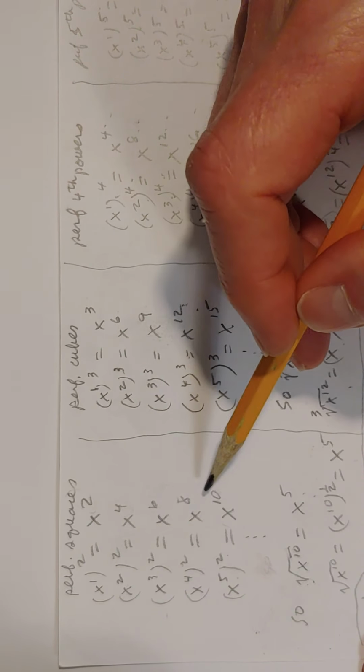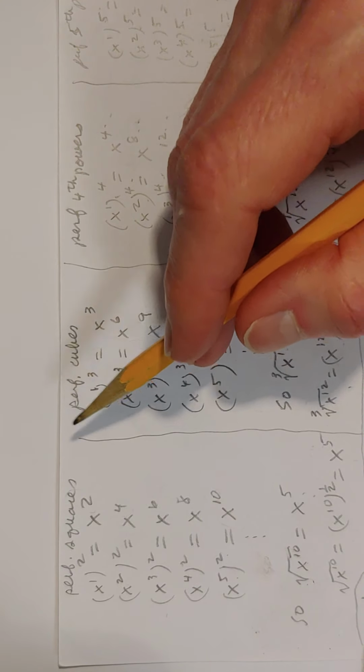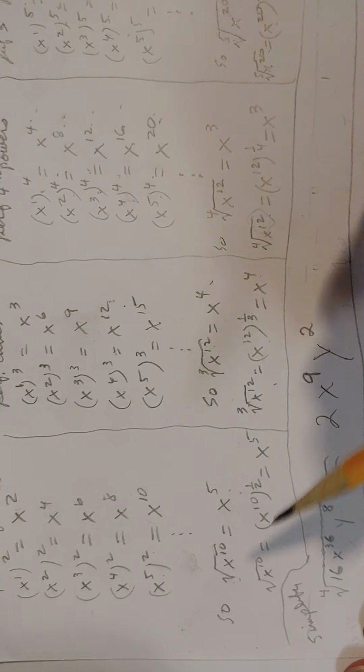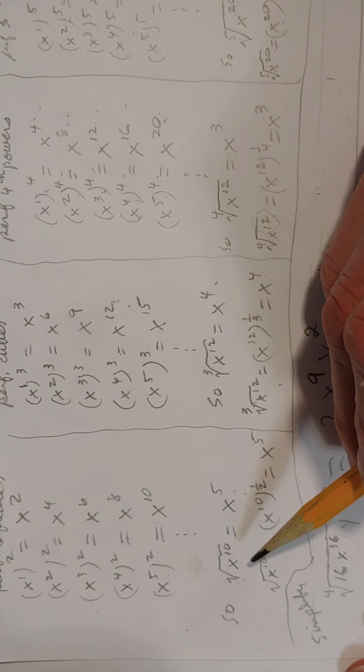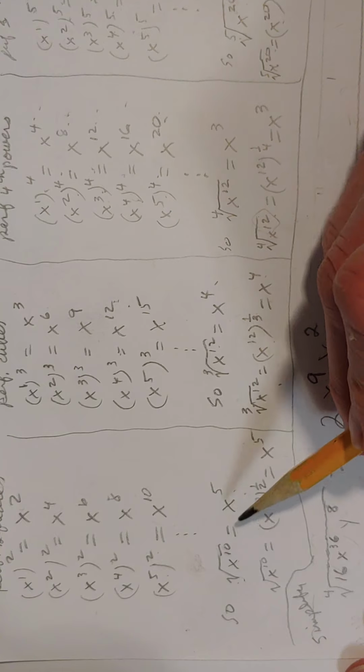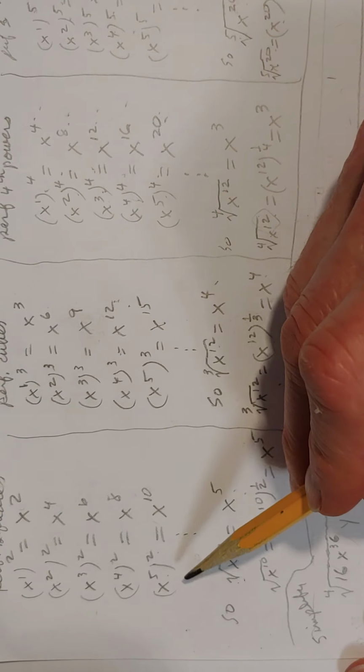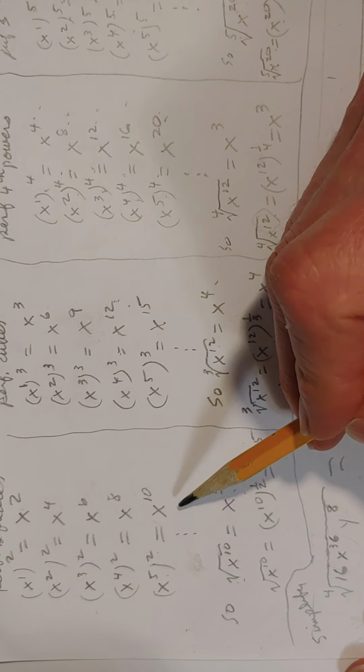Notice all the exponents are even. So when you square something, the exponent is divisible by 2. When you take the square root, you undo that squaring, or the doubling. So the square root of x to the 10th is x to the 5th. Why? Because x to the 5th squared is x to the 10th.